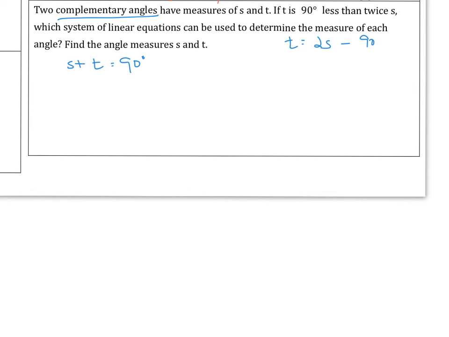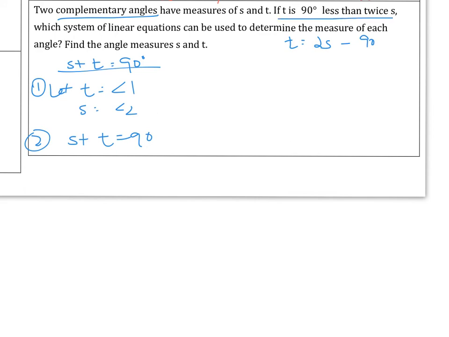So first I'm going to let T equal angle 1, S equal angle 2. And here I already wrote the first equation, as I explained earlier, S plus T equals 90 degrees. And then the second equation right here is illustrated or written right here. So T equals 2S minus 90.